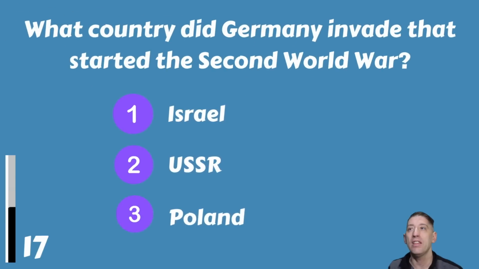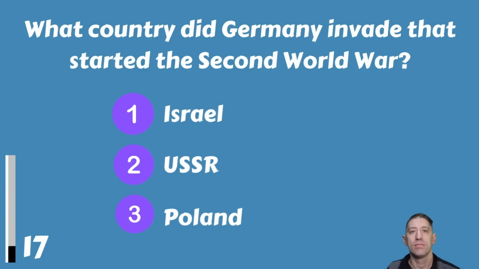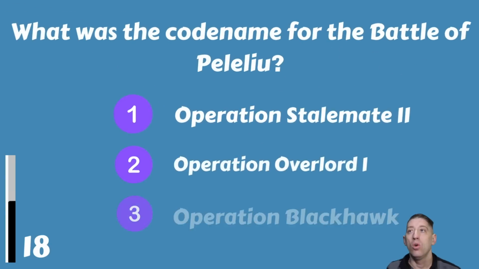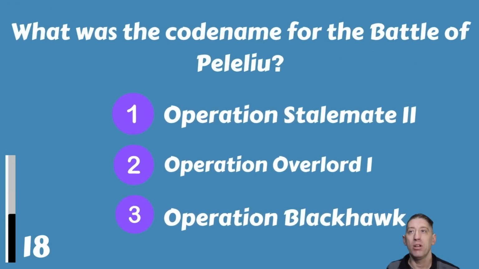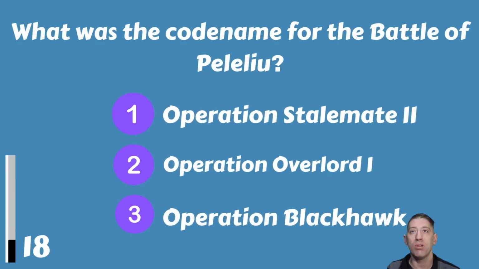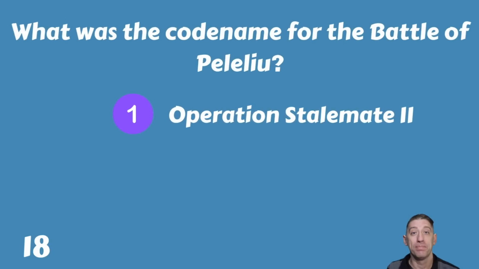What country did Germany invade that started the Second World War? Israel, USSR, Poland. Poland. What was the code name for the Battle of Peleliu? Operation Stalemate 2, Operation Overlord 1, or Operation Blackhawk? Operation Stalemate 2.